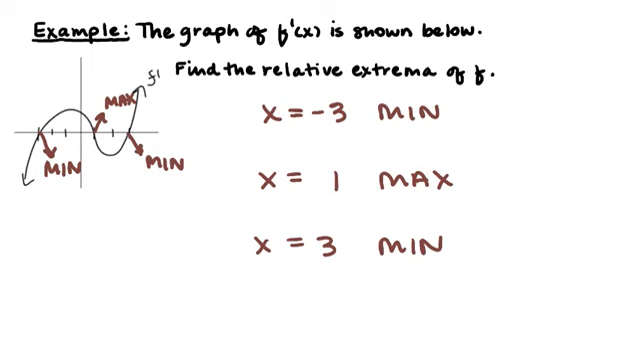And then at x equals 1, the derivative is going from positive to negative, the function going from increasing to decreasing, that seems like a maximum. All right, let's move on.